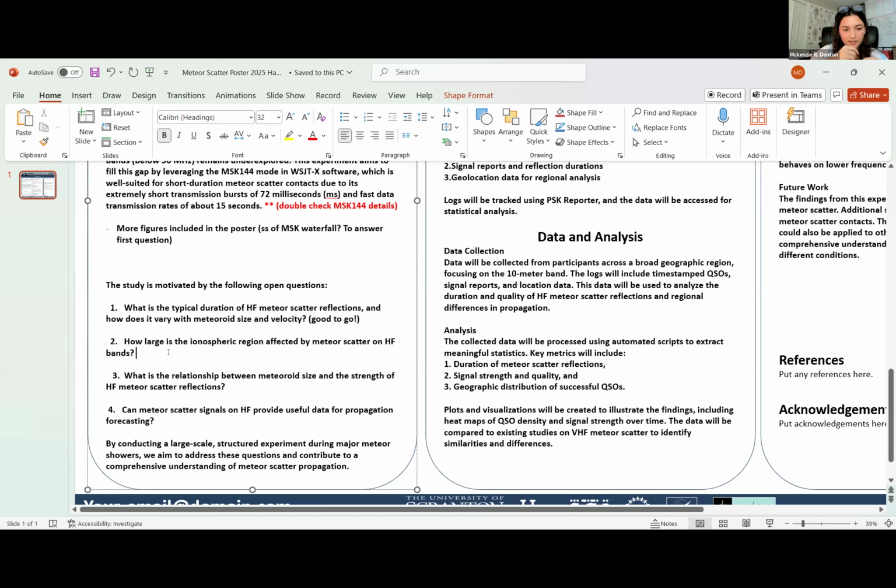Could you use PSK Reporter for that to help visualize? Or would that not work?